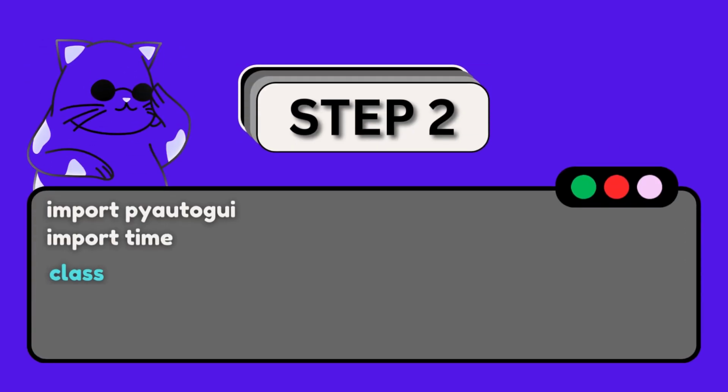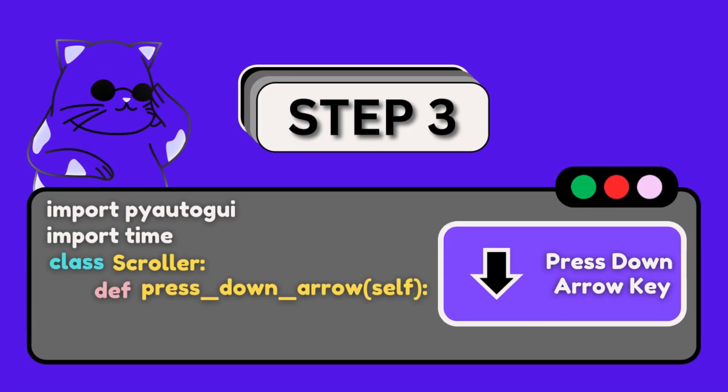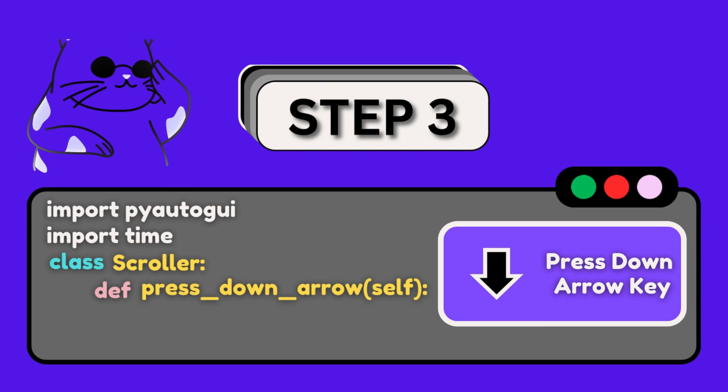Step 2, we define a class called scroller. A class is like a blueprint or template that allows us to group related functions, called methods. So now it's step 3 inside the class we just created. We create a method called press down arrow. This method will handle all the scrolling actions.